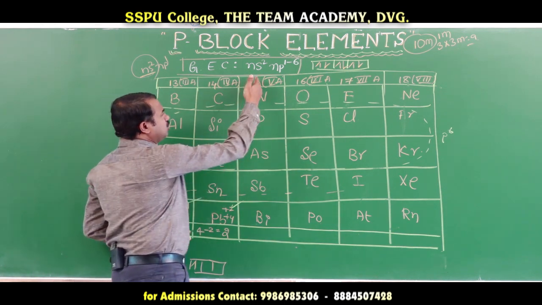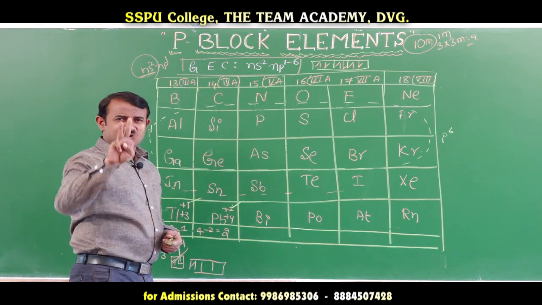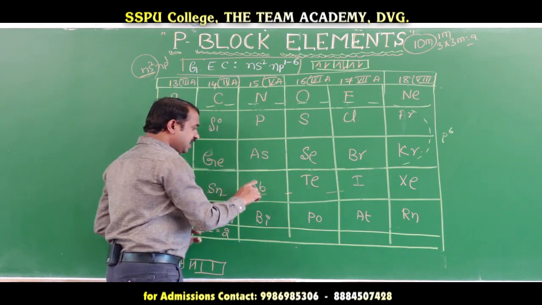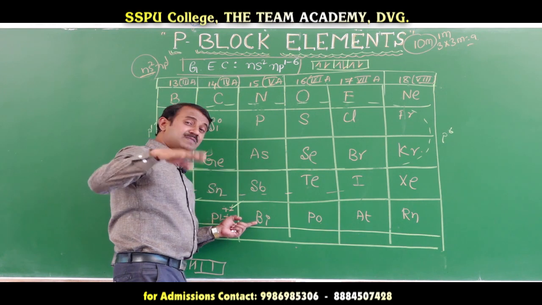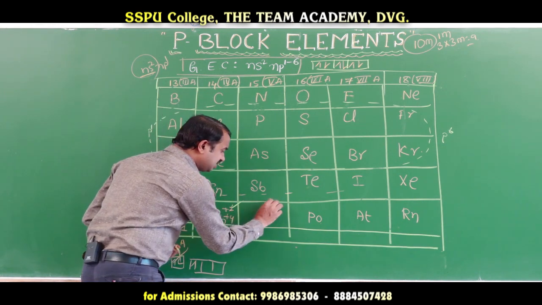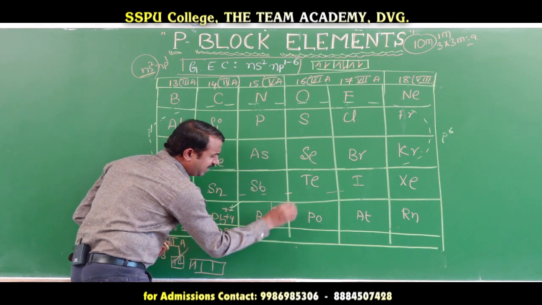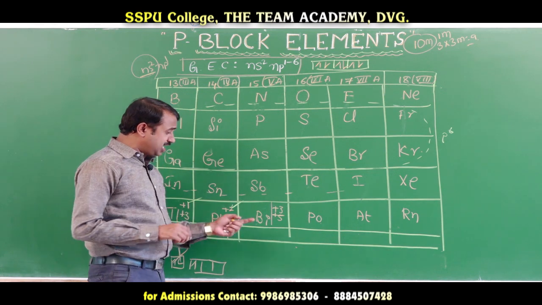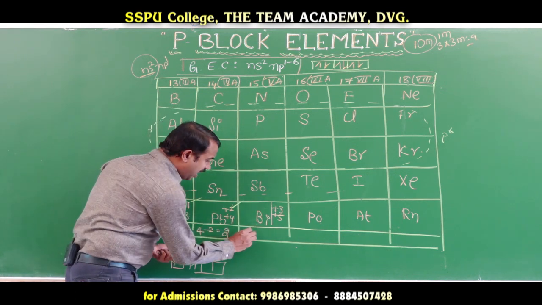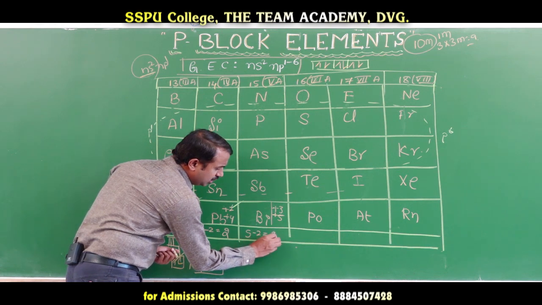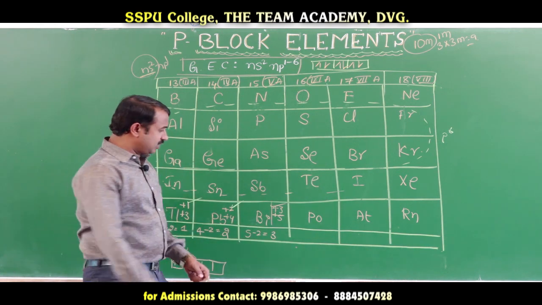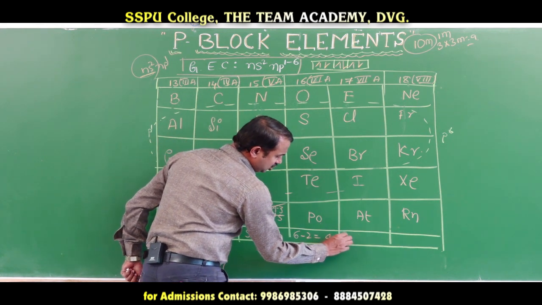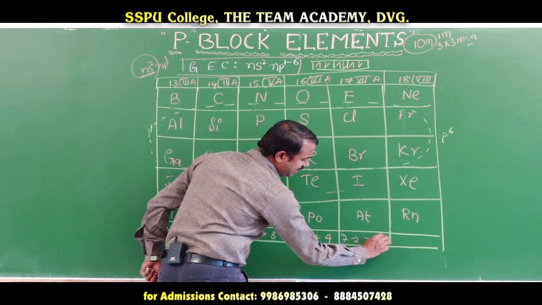Coming to the group 15 elements, the oxidation states are +3 and +5. Phosphorus is +5, arsenic +5, antimony +5, but for bismuth the oxidation state is reducing. All have +3 and +5, but bismuth is more stable at +3 because 5 minus 2 equals 3. Which one is more stable? +3. Similarly, polonium is 6 minus 2, which is 4. Which one is more stable? 4. Here also 7 minus 2. Which one is more stable? 5.